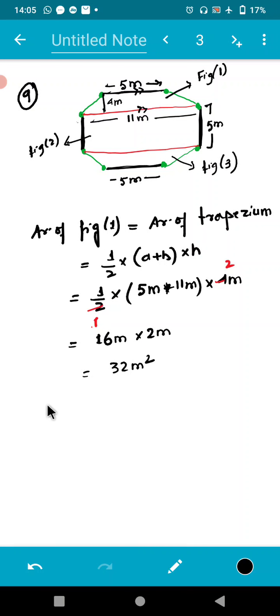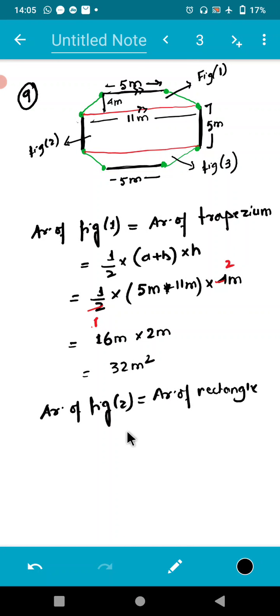Now, we will find out area of figure 2, and area of figure 2 would be equal to area of a rectangle. Now, you see, this is in the shape of a rectangle only, length into breadth. So, now area of rectangle is what? Length into breadth, and what is the length given? 11 meter, and breadth is given as what? 5 meter. So, that would be 55 meter square.